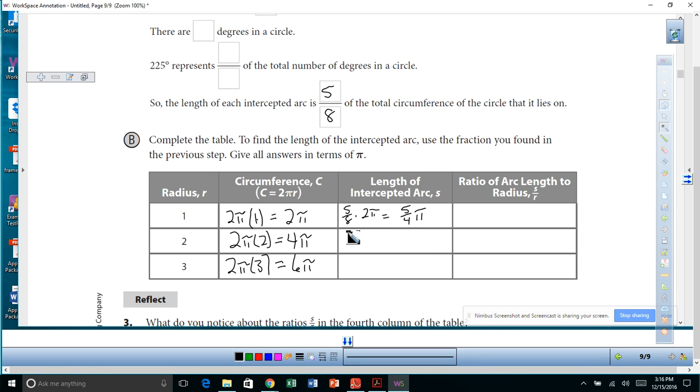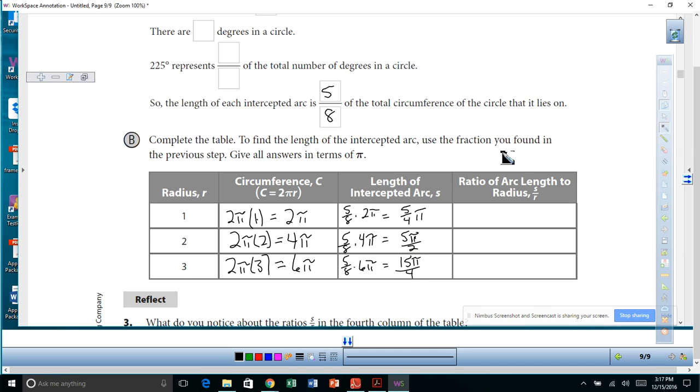Okay, now again, you got 5/8, but now it's 4 pi, right? So 5/8 times 4 pi. Well, 5 times 4 is 20, so 20/8, that's going to reduce to 5 pi over 2. And then 5/8 times 6 pi, that's going to be 30/8, which will reduce to 15 pi over 4. All right.